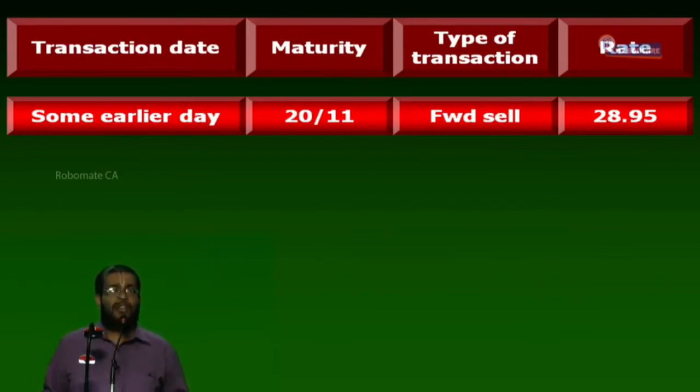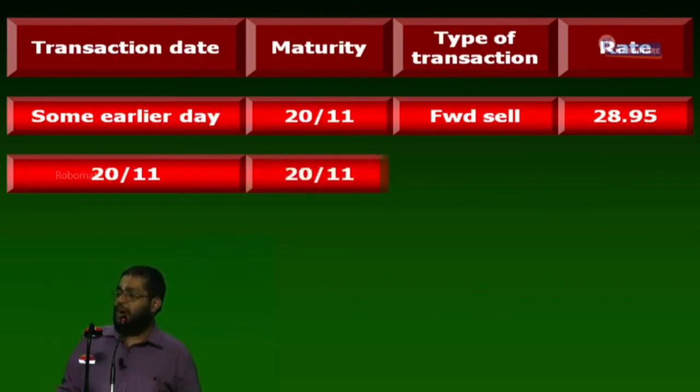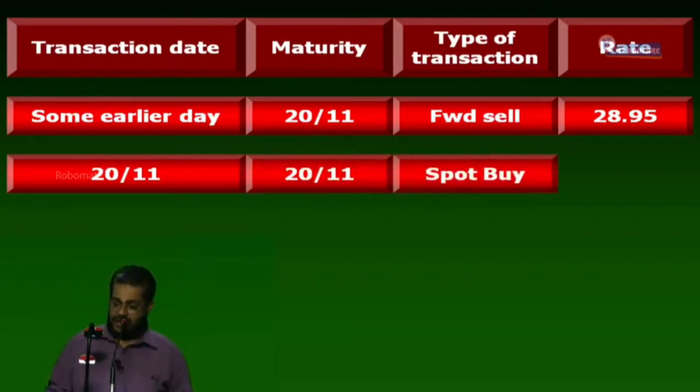Now, I went to the bank again. On which date? 29th November. So for a transaction expiring on 20th November, tell me, it is going to be what? Spot buy. I have to go for a spot buy. Okay. Can we go for the discussion or not?